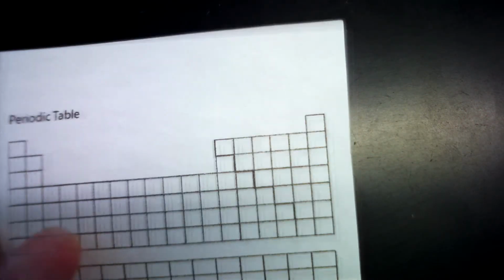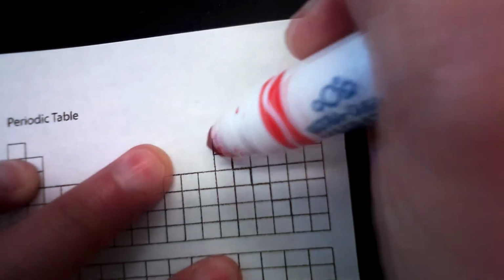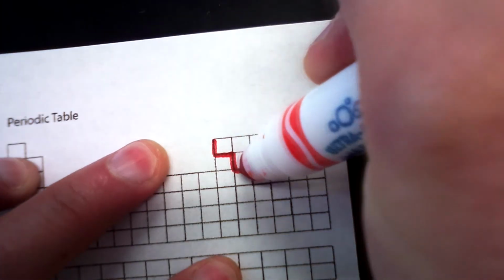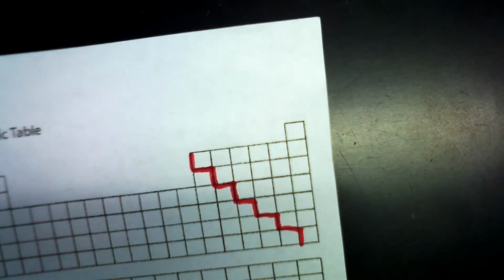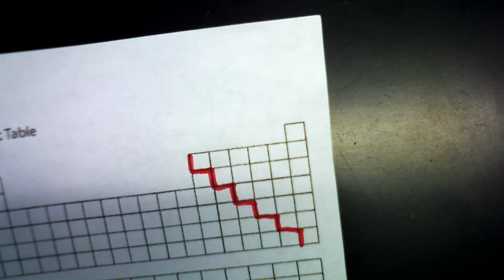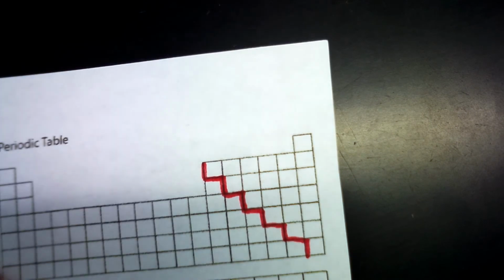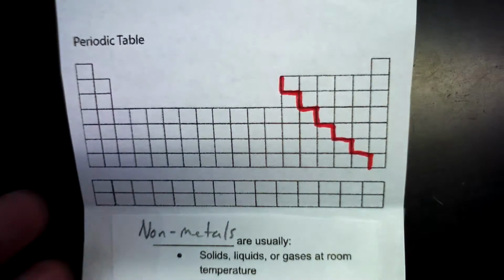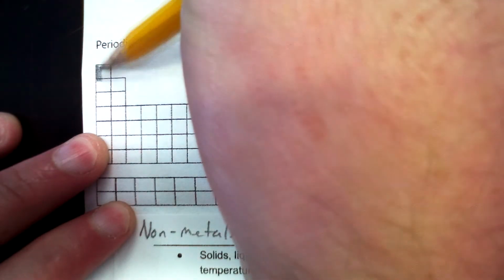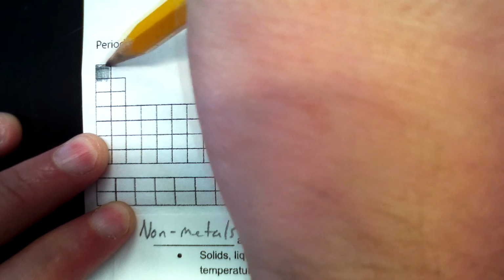Start by making the red line. And then we're going to shade where the non-metals are. Now keep in mind, we do have this one over here that's a non-metal, hydrogen. It's the only element that's a non-metal that's on the left side of the stairs.